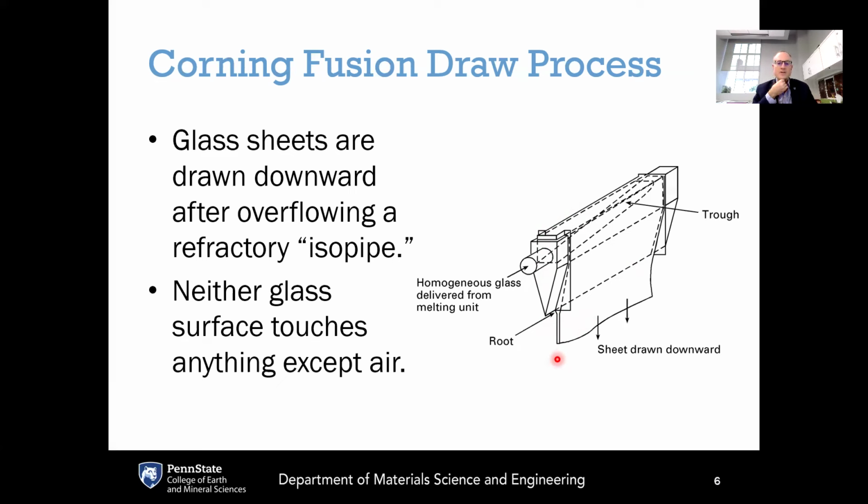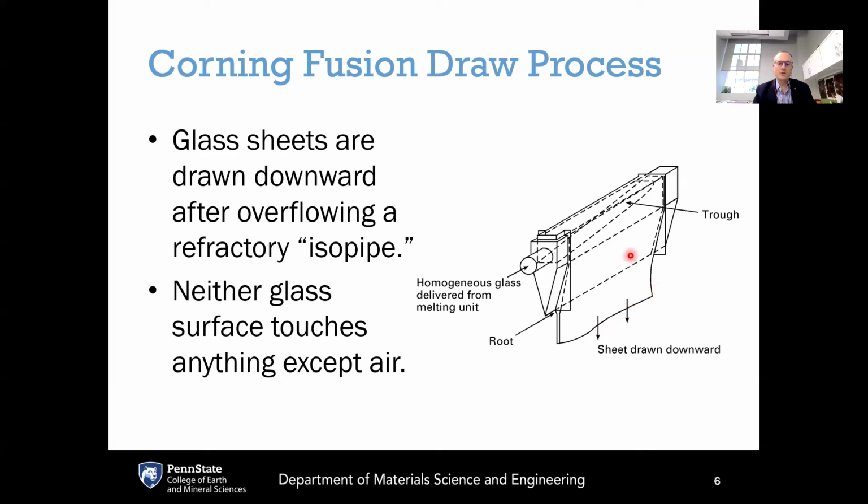The fusion draw process also gives excellent thickness control. It's also very adept at making really thin sheets of glass. Basically, the faster that you pull it down, the thinner the sheets can get. So it's a really efficient process with great control and great surface quality.